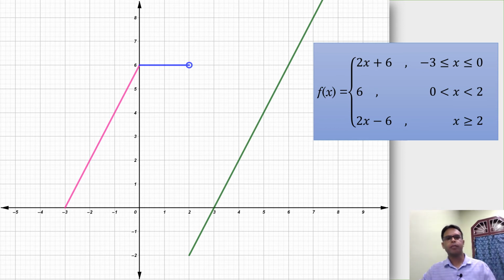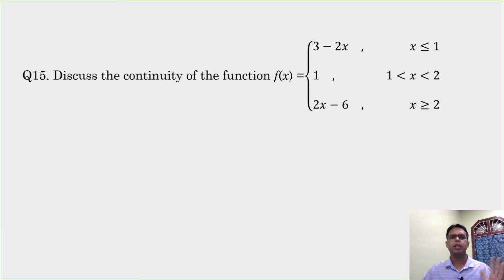And you see the next screen. This is a question: discuss the continuity of this function. It is a very simple question, and I think you can solve this problem by using the methods we already discussed. So this is homework for you. And similarly, another question I am taking here, number 16.